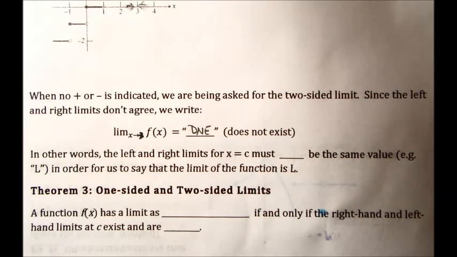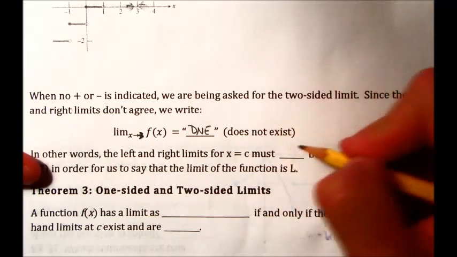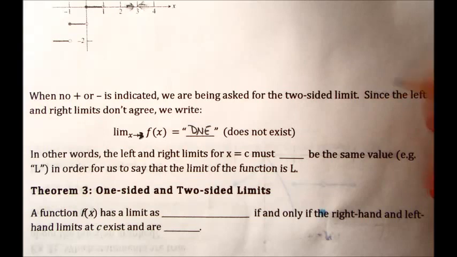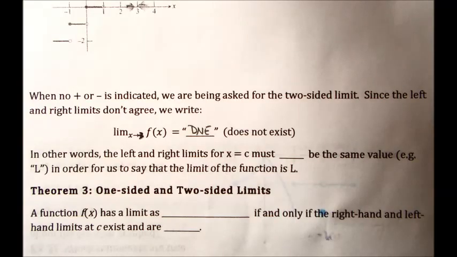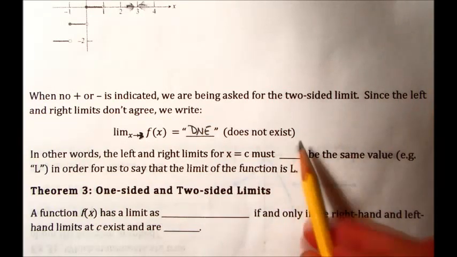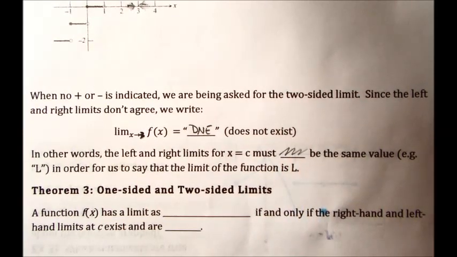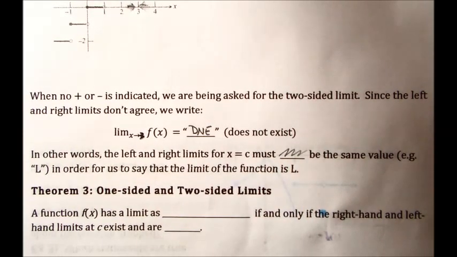In other words, the left and right limits for x equals c must be the same value on either side in order for a limit to exist at a certain point. Okay, so this blank, I made that blank there. It's just a statement here, nothing to fill in.